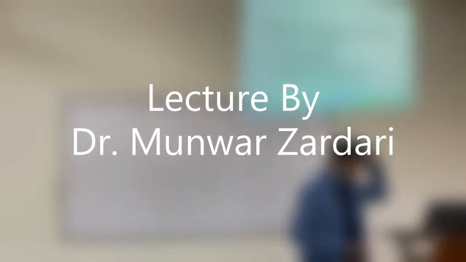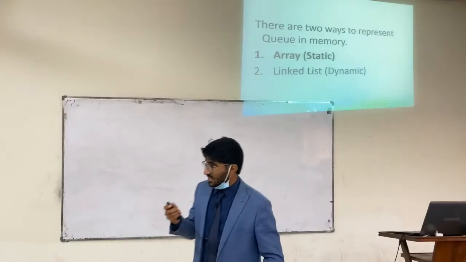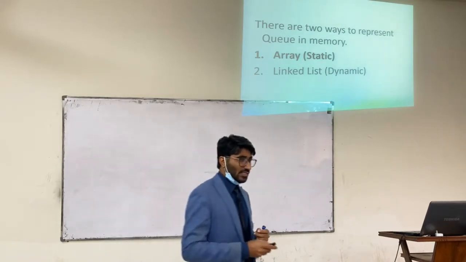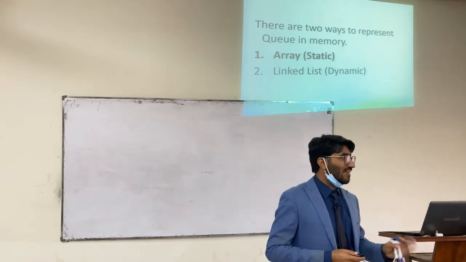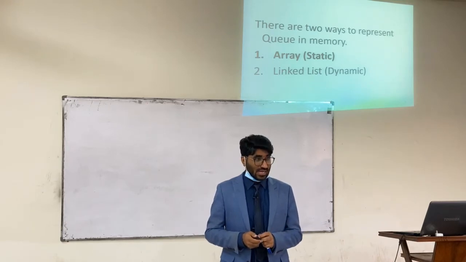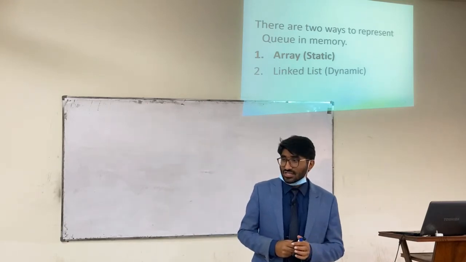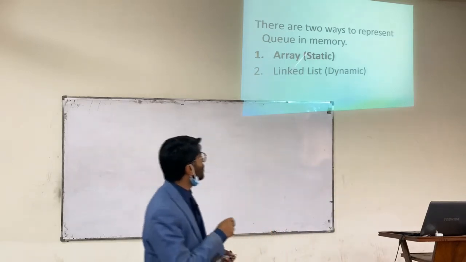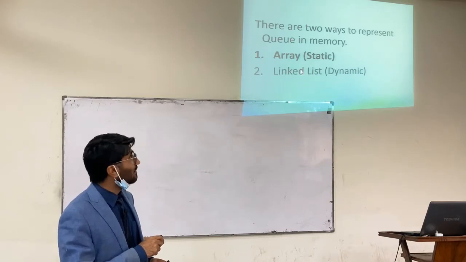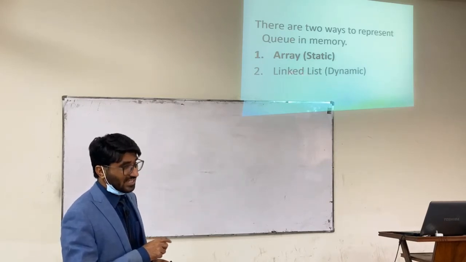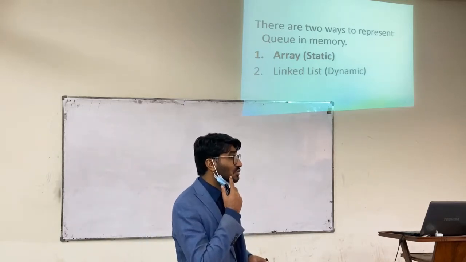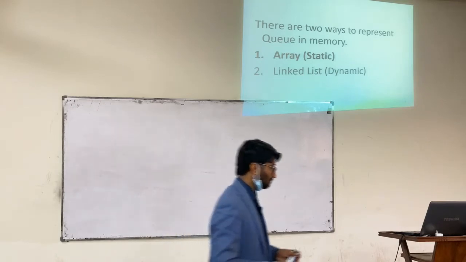Okay, we're starting from here. How is it represented? So we can represent Q in two ways. As I told you, Q does not have its own representation in computer memory. So if you want to implement the Q in any language, C++ or Java, you have to use one of these two methods. Either you can use the concept of array, or you can use the concept of linked list. So through these two data structures, you can implement the concept of Q.